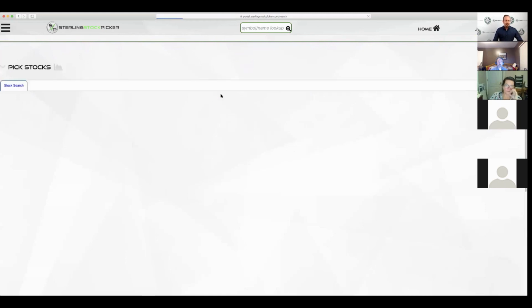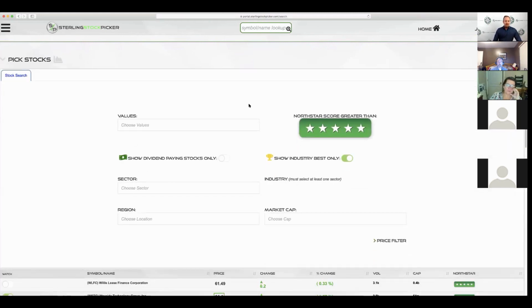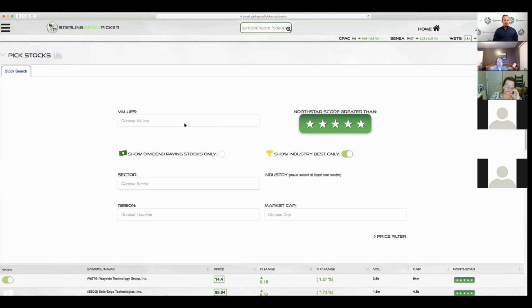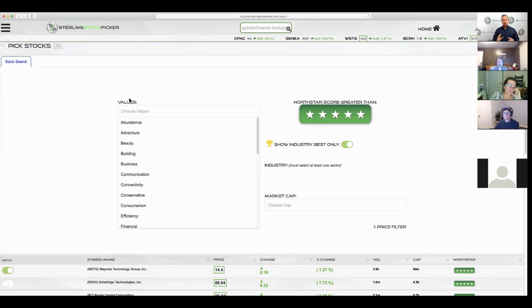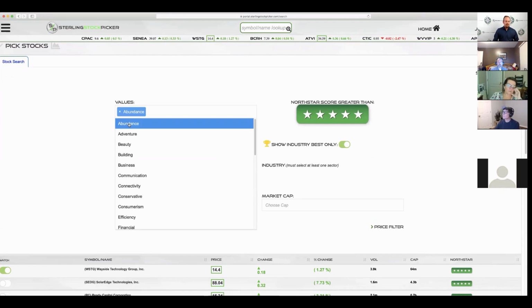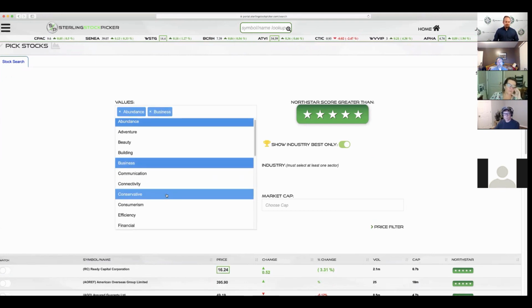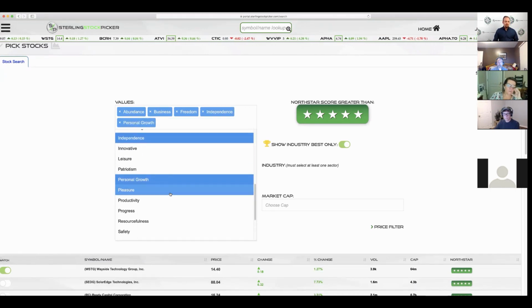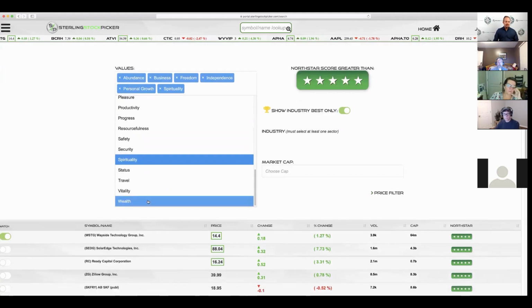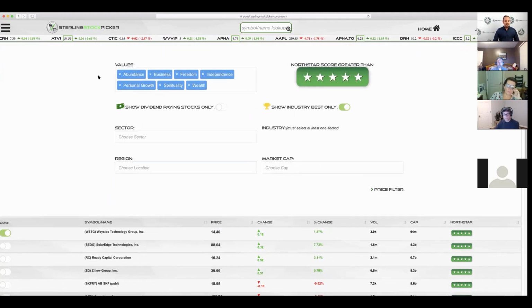So if we go to pick stocks, even from showing this to the group a few weeks ago, we've made more adjustments to this so it's even easier to use. And what you'll do here is if you land on this page, you see values. And you know, the whole system, the Sterling Stock Picker, is built on choosing stocks aligned with your values. So we recommend going through and clicking the values that are important to you. So you can click as many as you'd like. The more you click, the more investing options you'll have.